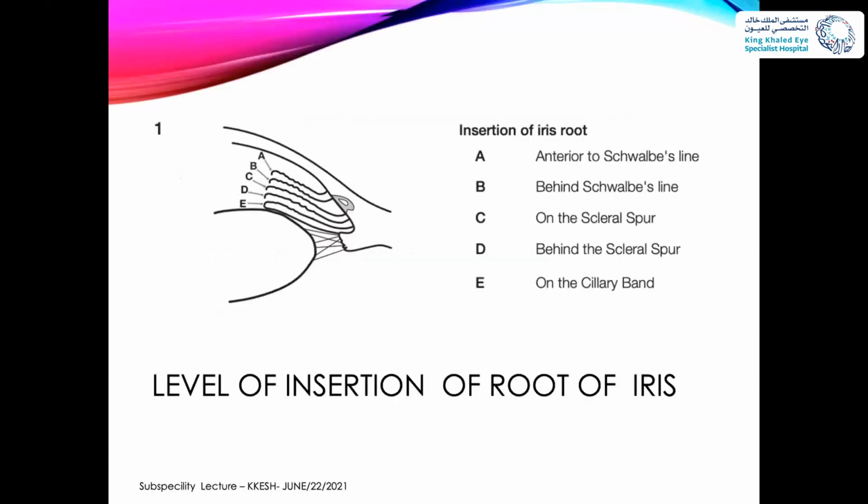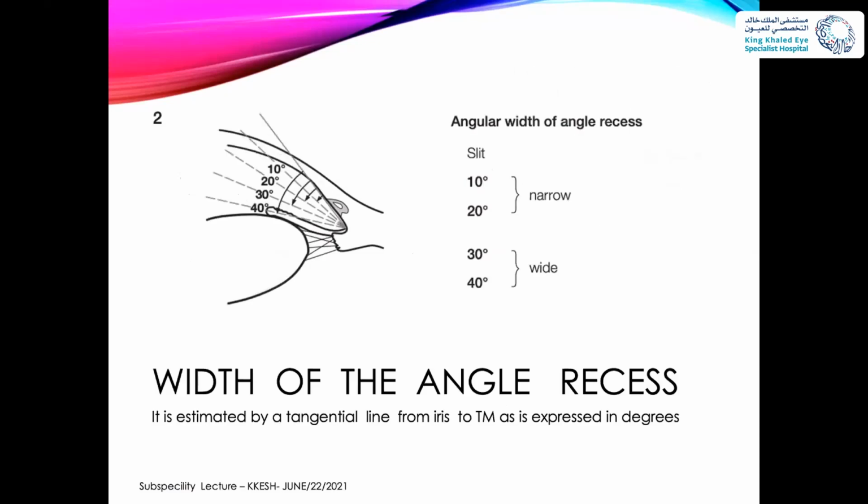So the first part of the evaluation is the level of iris root insertion. It can be divided from A up to E. A is anterior to Schwalbe's line and B is behind Schwalbe's line. C is on the scleral spur, D is behind the scleral spur, and E is on the ciliary band. Evaluating the width of the angle, it can be divided further into narrow, 10 and 20, or wide, 30 to 40 and even beyond in some cases.